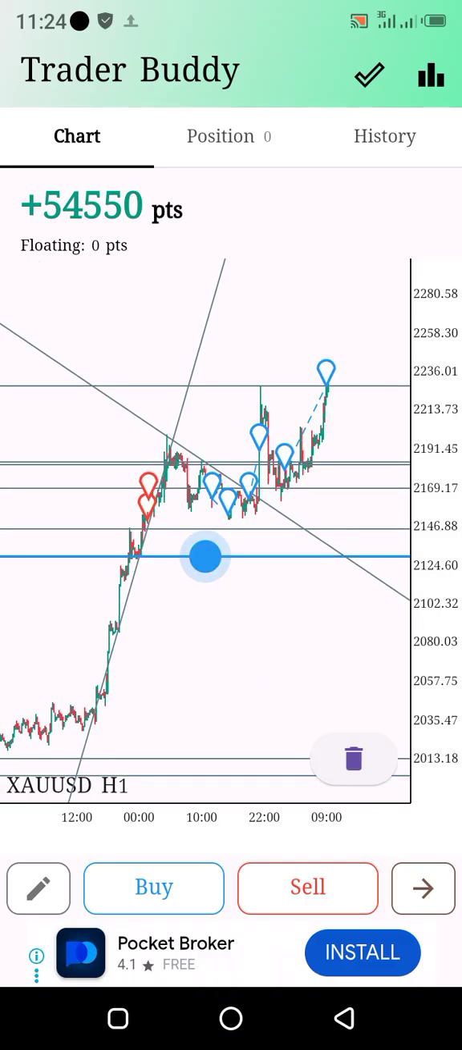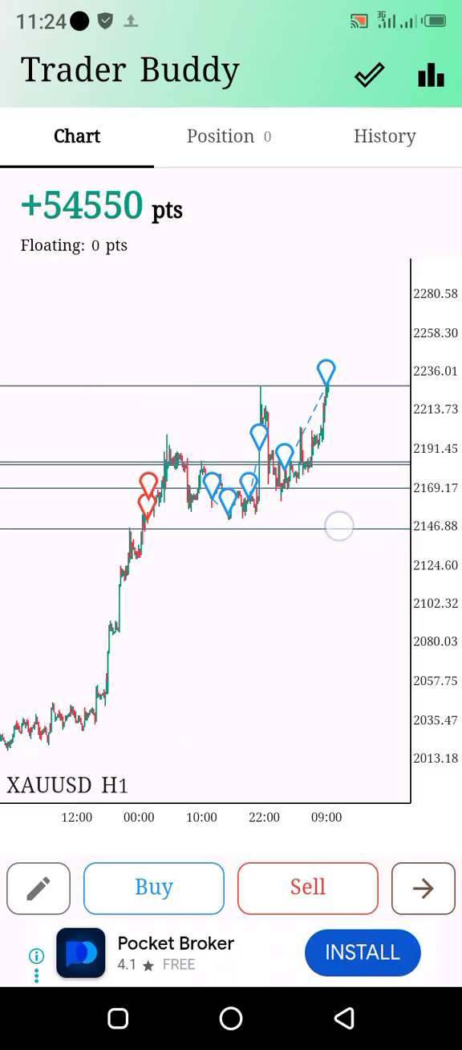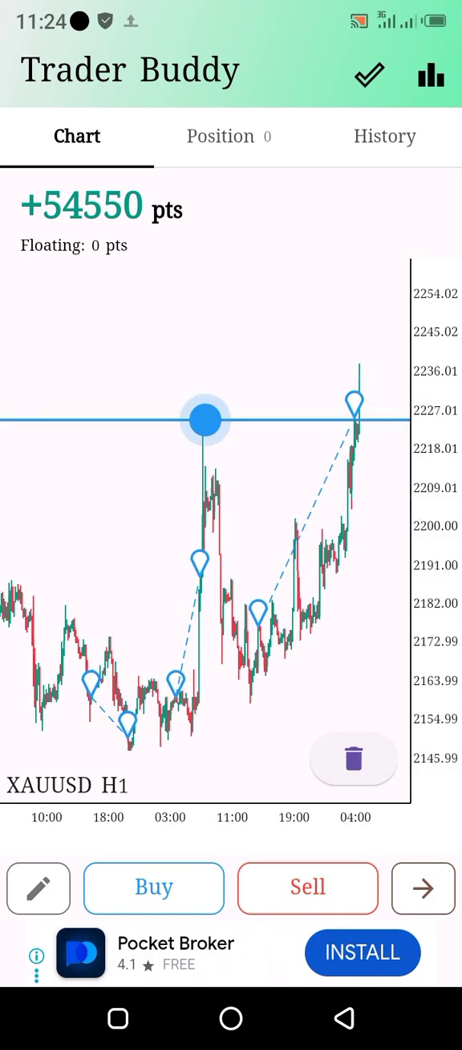Structure is the backbone of price. Okay, structure is the what? Is the backbone of price. So let me first move all this so that you can see clearly where I took my entries. All right, so that's the new higher high. This is the new higher high.